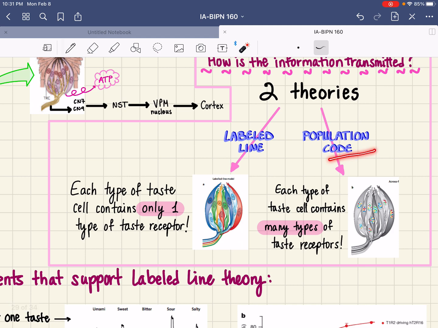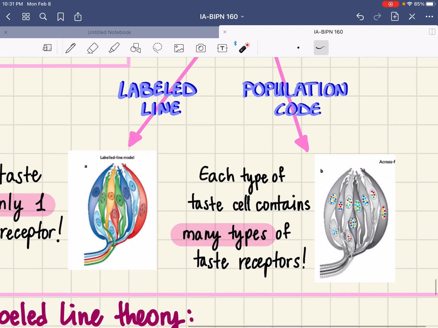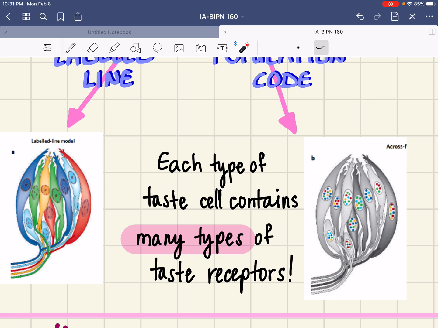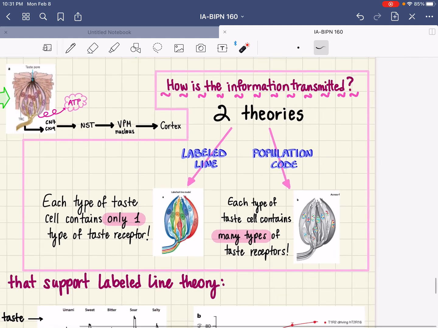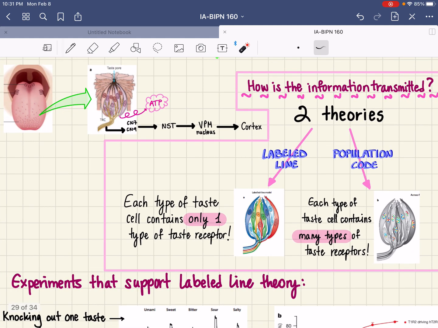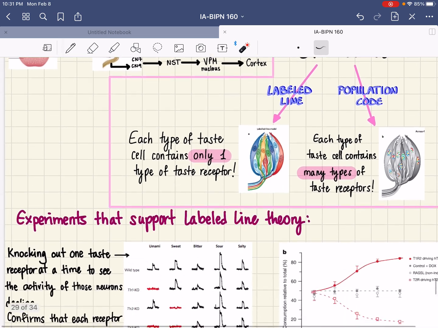The population code theory states that each type of taste cell contains many types of taste receptors. In this case, if we zoom in over here, this theory states that this one cell contains many different types of receptors. So this red one over here might be responding to sour taste, and this blue one might be responding to sweet taste. So those are the two theories. Now, the theory that has been supported and confirmed over and over is the labeled line theory. And how has this been supported?